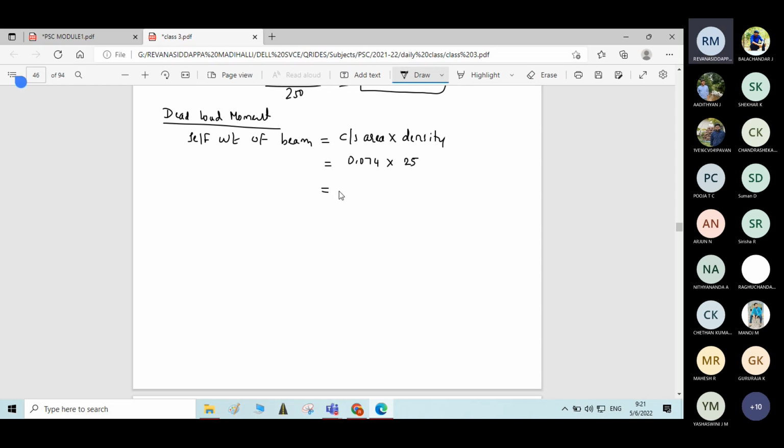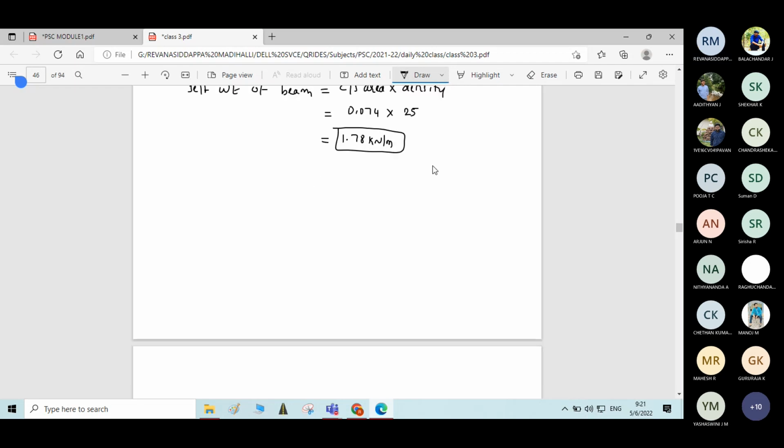If you calculate the answer, it will be around 1.78 kilonewton per meter. Okay, self-weight of the beam. Cross check the answer. Now you got the intensity of the self-weight of the beam, that is 1.78 kilonewton per meter acting over a span of 8 meter. Okay, you can calculate the dead load moment easily.